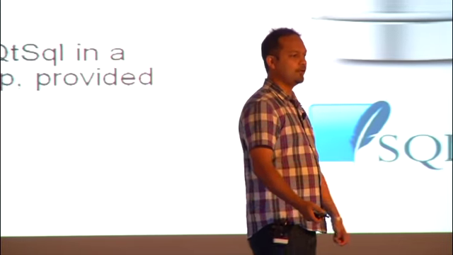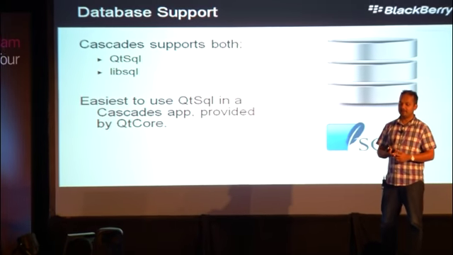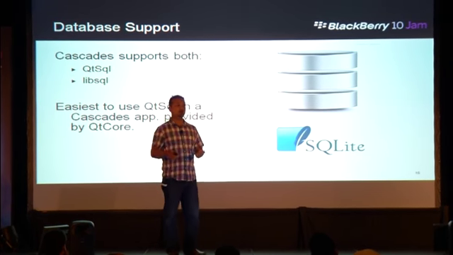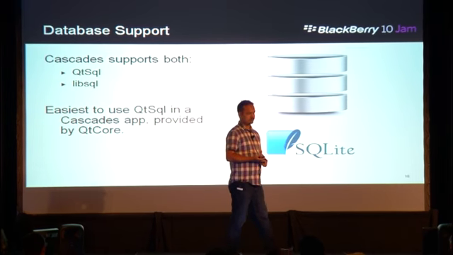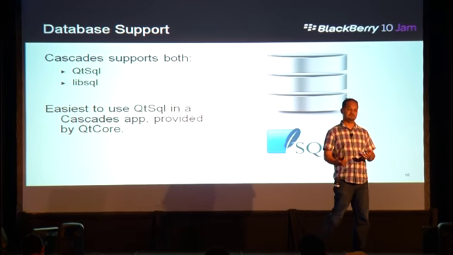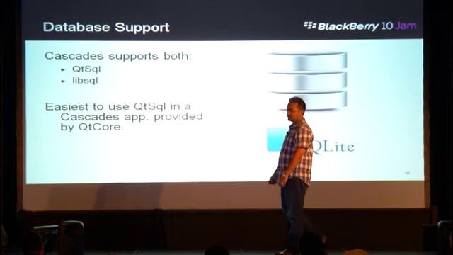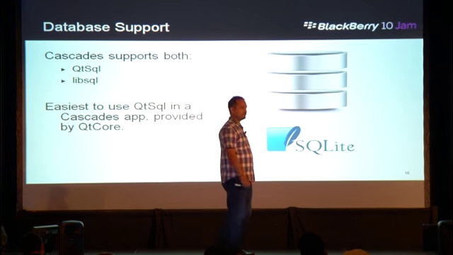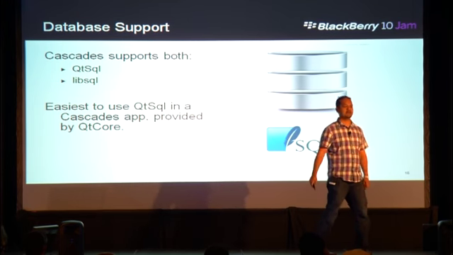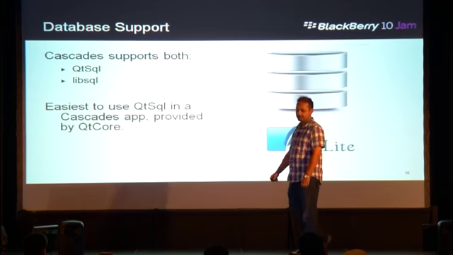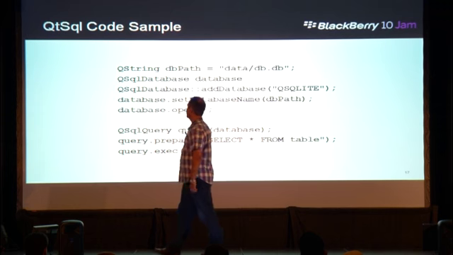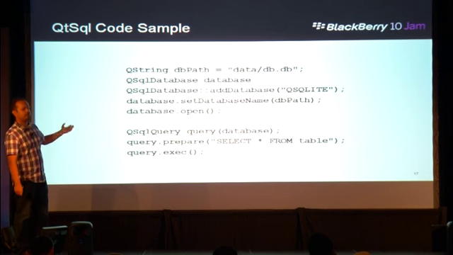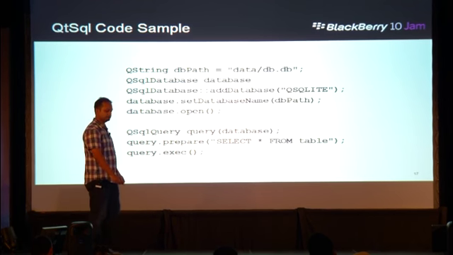When it comes to database support, we support both Qt and libsql. However, if you're making a Cascades application, which I believe most of you are, you should be using Qt just because it plays very well with the Qt application framework and provides signals and slots mechanisms to do asynchronous database operations. However, if you have existing code for libsql, you can always reuse that code and still use that from your Cascades application. So here is a code sample for Qt usage. It's very simple. You create a database, you open that database, create a query, and execute that query, and you're done.